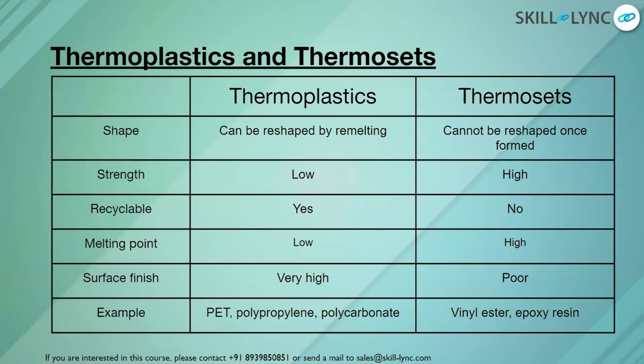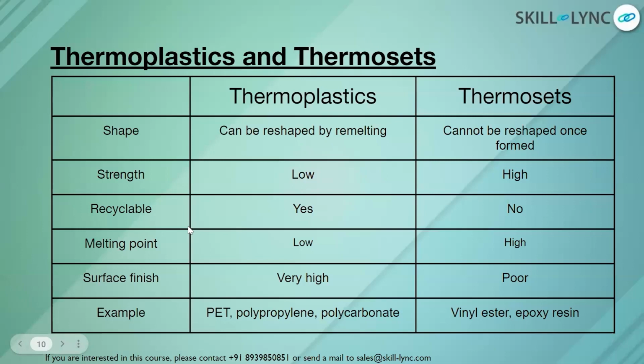Now, with respect to strength, thermosets are made out of hard plastics, and thermoplastics have comparatively lesser strength. Thermoplastics can be recycled very easily, but thermosets cannot be. Correct. Thermosets have a high melting point, and thermoplastics have comparatively lower melting points. Thermoplastics can also be combined with other additives so that we can increase the melting point and other properties. On surface finish, thermoplastics can have a very good finish, but thermosets are generally very poor in surface finish.